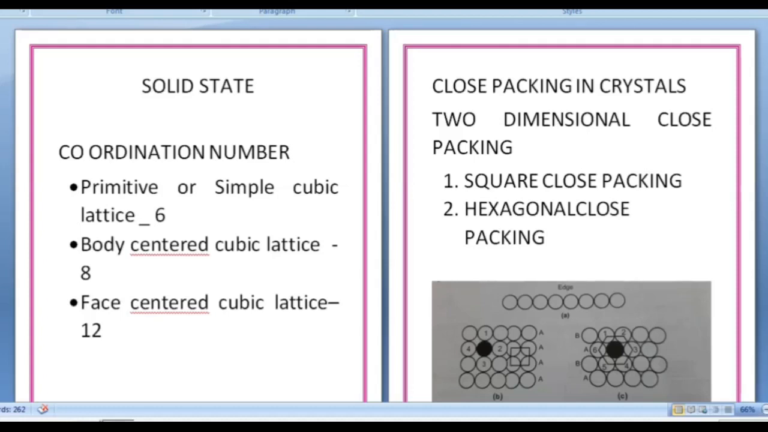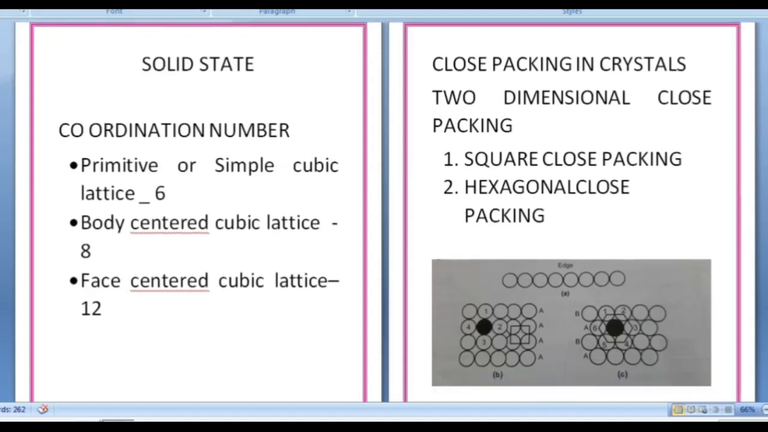Now next we have to study about the close packing, how the atoms are arranged in a crystal. They try to occupy maximum space and leave minimum empty spaces. That is the packing efficiency. You've already done it in the previous video. Now when you look at the two-dimensional close packing, it is of two types. First is square close packing and the second one is hexagonal close packing.